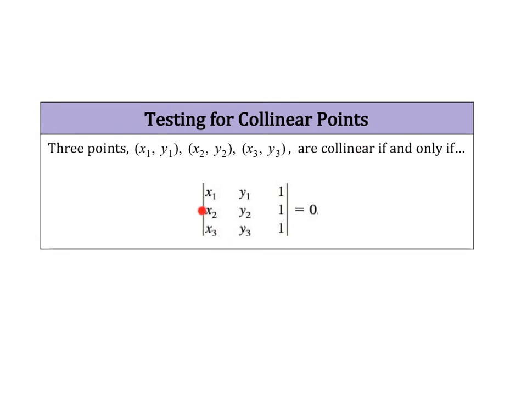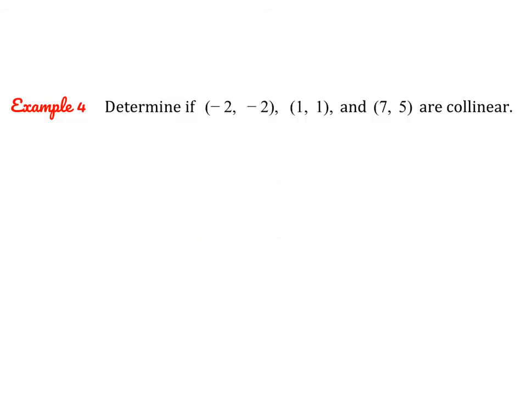So here we're actually testing to see what the determinant is. And once again, if it's 0, they're collinear. If it's not, they're not collinear. Let's give this problem a try. We're trying to see if these three coordinates are collinear.